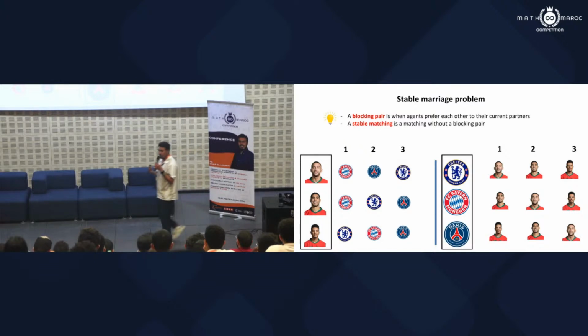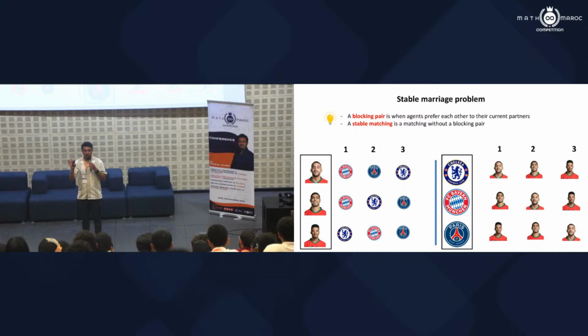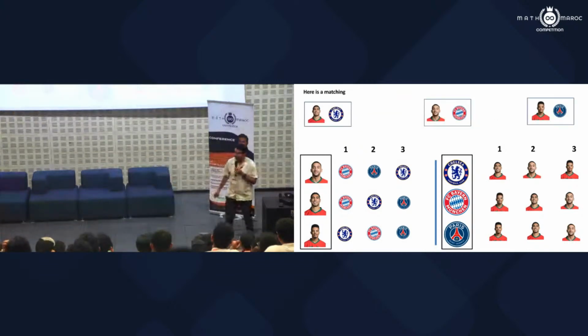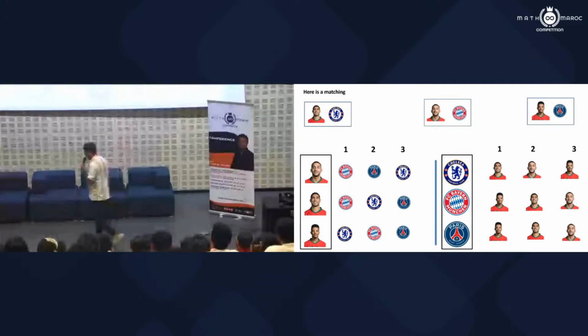We would like to design a stable matching. So each team would be paired with one player. We want to design a mercato. Each team will be assigned exactly one player, but we want the matching to be a stable matching. Let me start with this example. Chelsea with Hakimi, Ziyech with Bayern, Unahi with PSG. I'll give you time to think and raise your hand. Is this a stable matching?